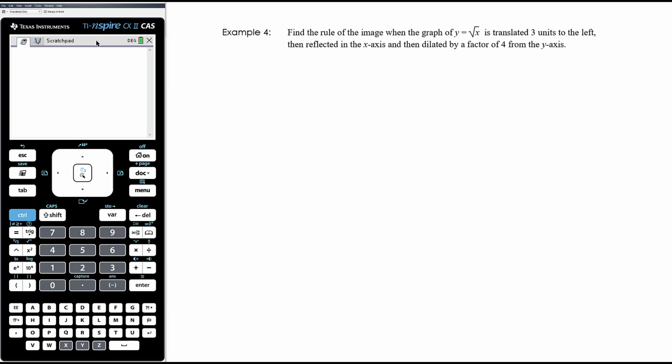Alright, let's have a go at another example. Find the rule of the image when the graph of y equals square root of x is translated 3 units to the left, then reflected in the x-axis, then dilated by a factor of 4 from the y-axis. Okay, let's start with our point, xy.